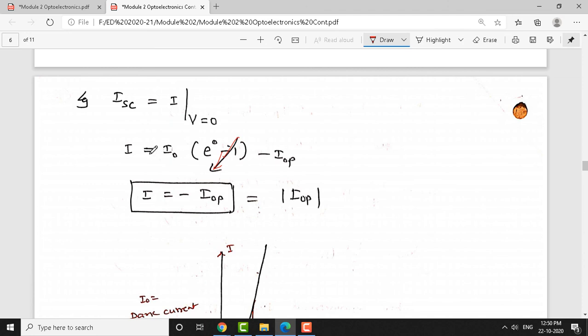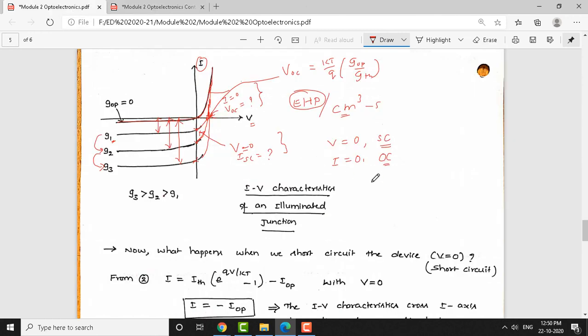So you are left with the total current due to the elimination as the optical current with a negative sign. To avoid the negative sign, you can introduce a modulus here. So I will be equal to minus I_OP. Go back to this and you see what you have calculated. The short circuit current I now will be equal to minus I_OP. So we identified the extreme ends of these curves.